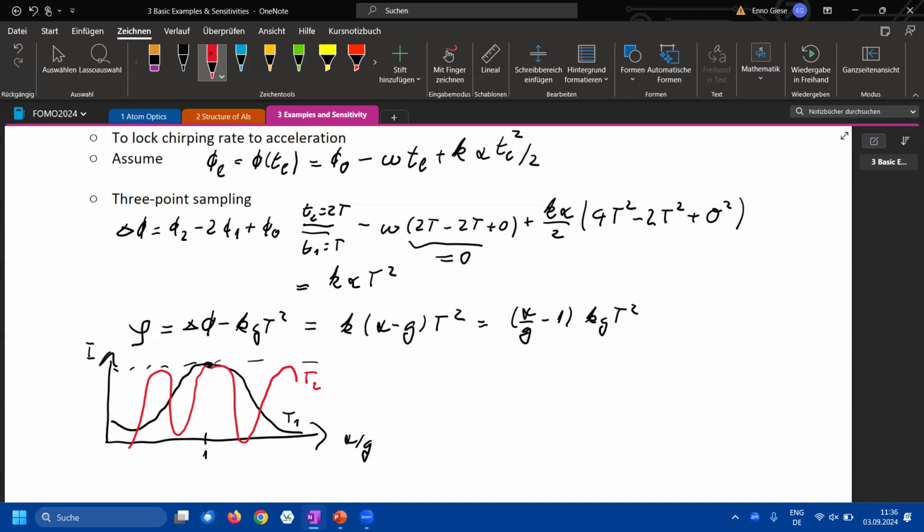So we perform the experiment by tuning the chirping rate, and on top of that, using a couple of different interrogation times, and then see where all the fringes overlap. That's the zero fringe, and that's our gravitational acceleration. And we're done.